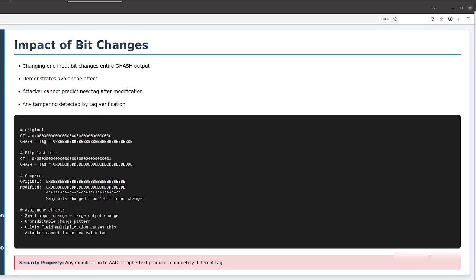The Galois field multiplication ensures that small input changes cause large, unpredictable output changes. This property is crucial for security. An attacker who flips bits in the ciphertext cannot predict what the new tag should be. Without knowing H, they cannot compute the correct tag for the modified ciphertext. When the receiver recomputes the tag, it will not match the original tag, and authentication fails, thus detecting the tampering.